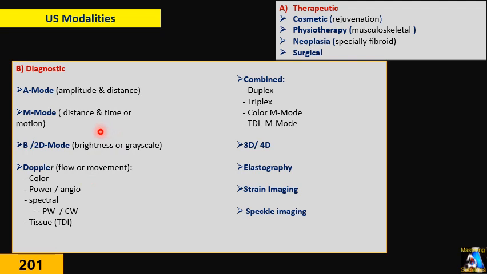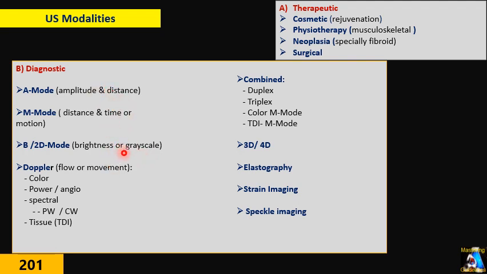Ultrasound is one of the safest diagnostic technologies that humans have invented. Since 1956, when it was approved for clinical purposes, ultrasound has developed unbelievably. The indications, applications and technology have increased a lot. Generally, we have two types of ultrasound modality, therapeutic and diagnostic. Therapeutic is used in all fields: cosmetic, physiotherapy, neoplasia, surgery. But the most important for us here is diagnostic.